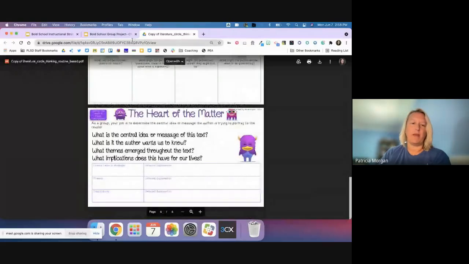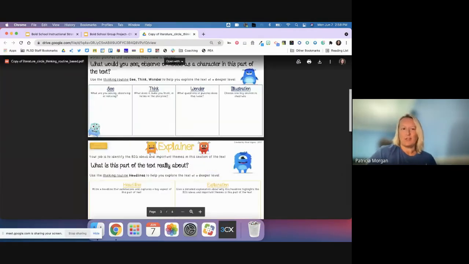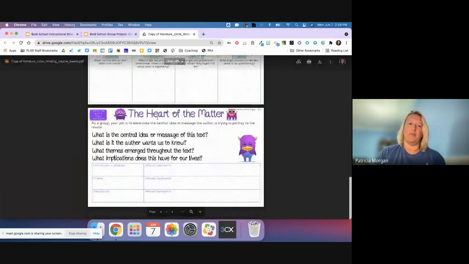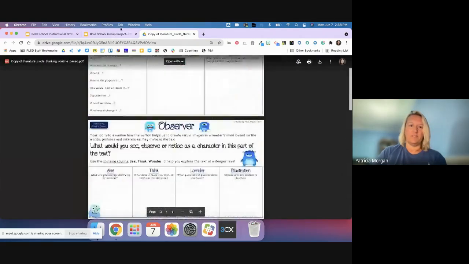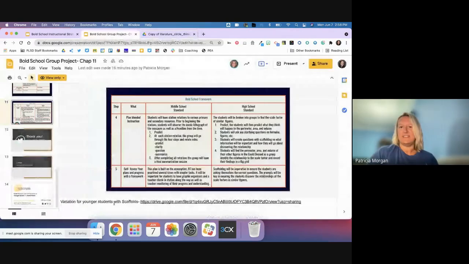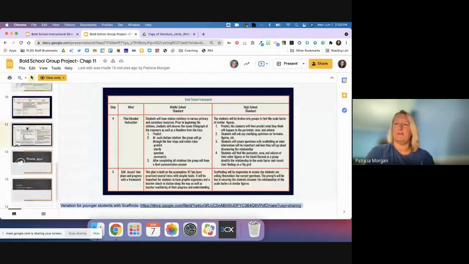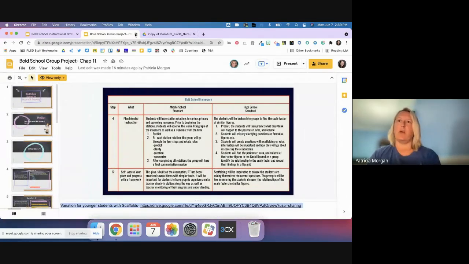So like the heart of the matter would be the summarize part. You could call it something other than summarizer. You could make some cuter names or activities. So that is in here as well. It's a very similar activity, and you get the same result. So that's there as well.